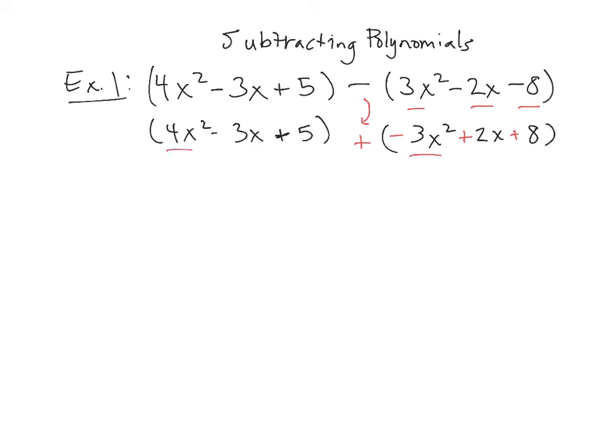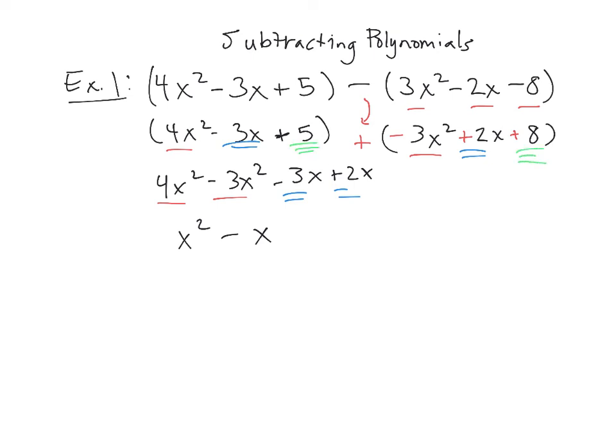And then I can just combine the terms, right? I have 4x squared and minus 3x squared. 4 minus 3 makes 1x squared, so I can just write x squared. Then I have minus 3x and plus 2x. Negative 3 plus 2 adds to a minus 1x, or just minus x. And then a plus 5 and a plus 8 is going to add, 5 plus 8 to make 13. So I end up with x squared minus x plus 13 as my answer.